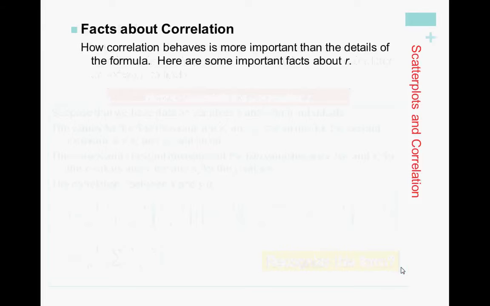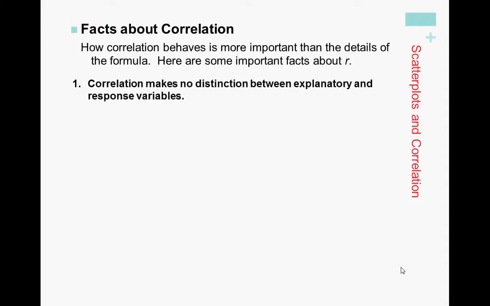Alright, so facts about correlation. How correlation behaves is actually more important than the details of the formula. So knowing how to use it, that's what we really need to focus on right now. First, correlation makes no distinction between explanatory and response variables. So it does not matter if you even foolishly label one the wrong thing. It doesn't matter which one is x and which one is y as far as the correlation is concerned. We could completely switch which one is x and y, and we would still get the exact same R. We'd get the same correlation.